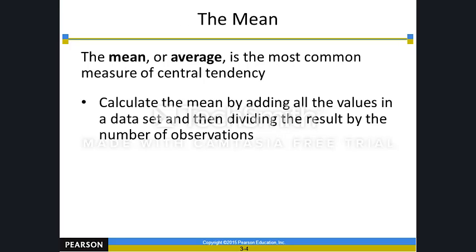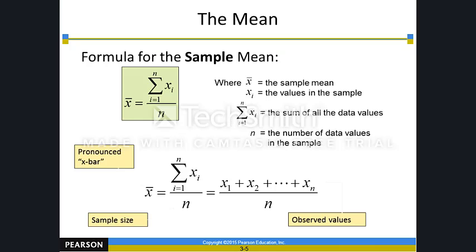What is the mean? The mean is also called the average, and it is the most common measure of central tendency. I believe you've all heard about average. What's your average age? What's the average price of something? Now, how do we calculate the average? To calculate the average, we add all the values in the data set and divide the result by the number of observations. So mathematically, how is the mean or the average written?